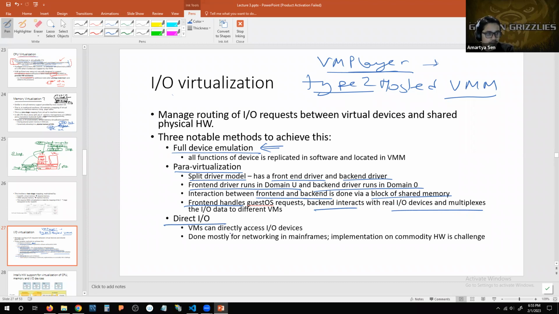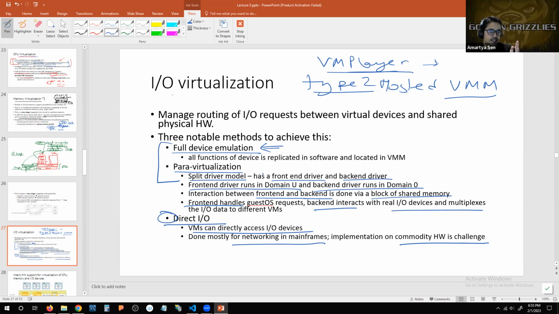And then you have the direct input-output operations. So instead of emulating these different types of operations, the VMs can directly access the IO devices, okay? Typically you don't see a direct IO implementation for everyday virtual machine implementations that use commodity hardware. Essentially, if you're looking at mainframe computers for very large organizations or companies, that is where you can find examples of direct IO. Otherwise, mostly what we will be looking at is either a full device emulation or a partial virtualization, where the responsibility is split between a front end and a back end.